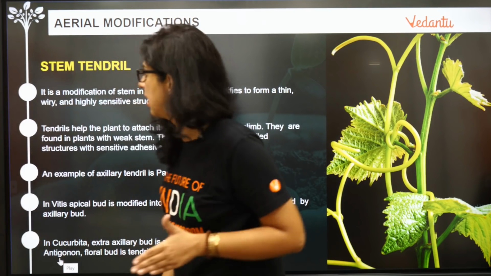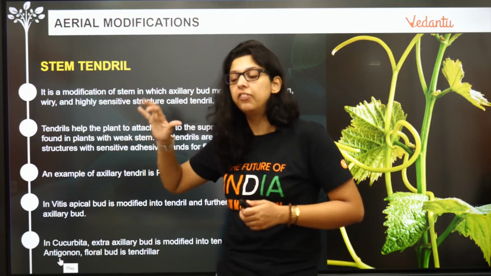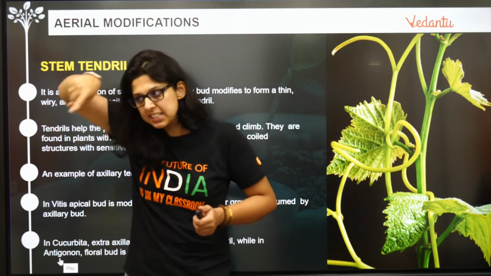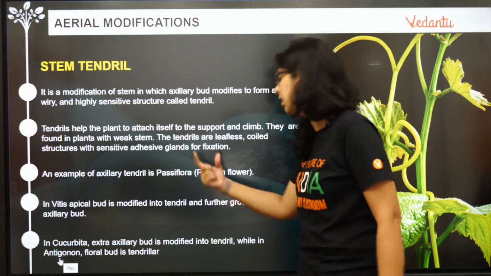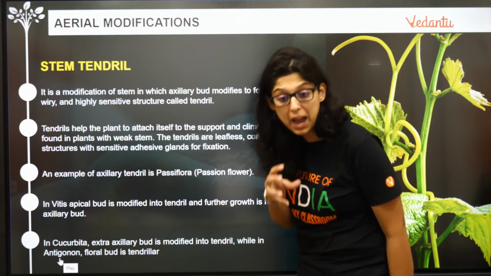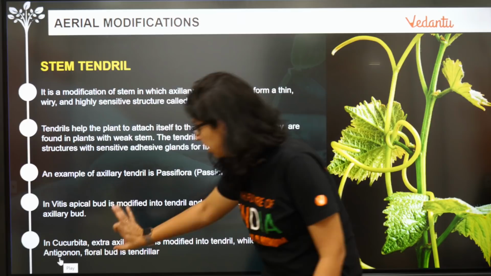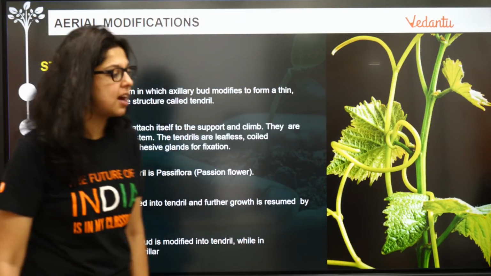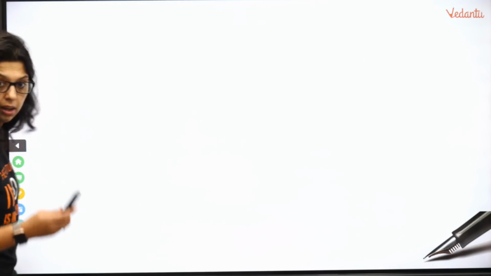They are found in plants with weak stem. Weak stem is an MCQ question. They are very sensitive. They will touch onto a bark and start growing on it. Pea plant has a tendril. Passiflora is passion vine, which will have a tendril. Vitis, last two statements are MCQ questions. In vitis, the apical bud is modified to form a tendril. And in cucurbita, it is the axillary bud.